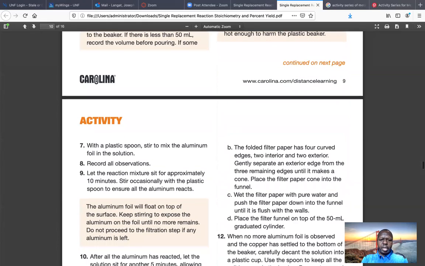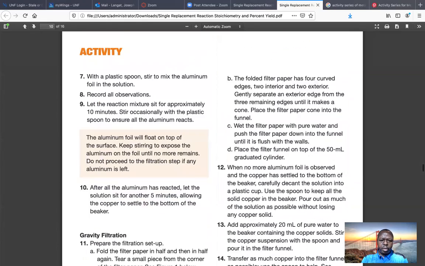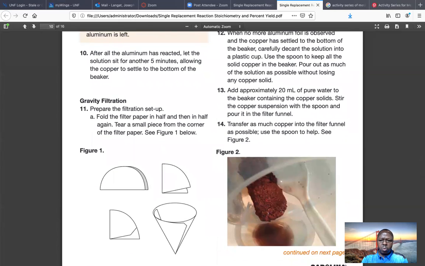The rest of the direction is pretty straightforward, but I want to demonstrate or show you how to do the filtration. There will be copper, all right? There will be copper at the bottom of the beaker. That is your product. That is what you want to isolate, dry, and weigh. And first, there will be the liquid part of it, called the supernatant. You want to decant. Decanting is pouring.